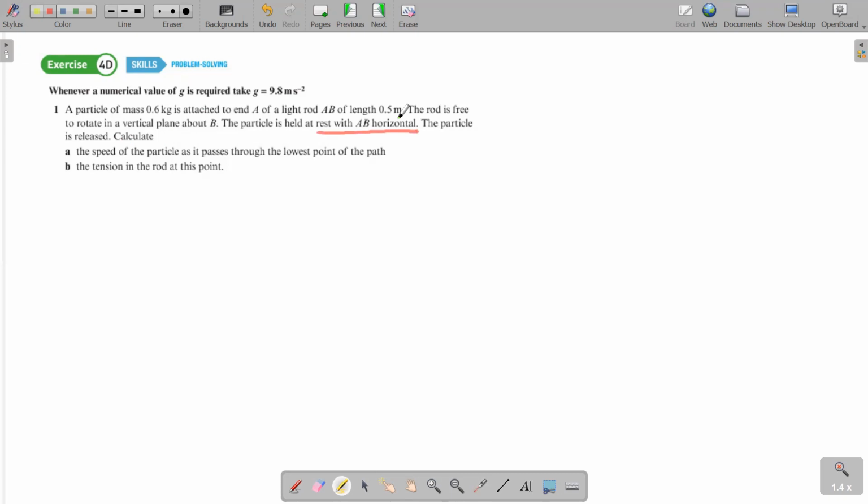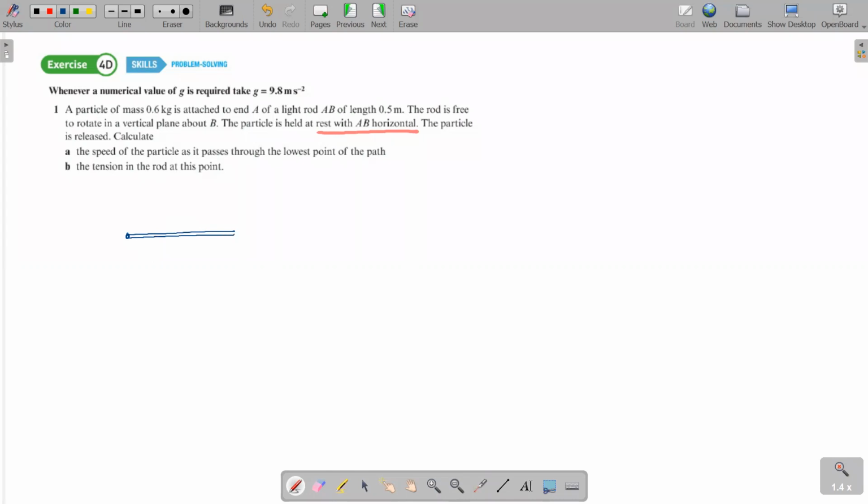You have a rod, the two ends are A and B. At end A, you have a particle of mass 0.6 kilogram attached. End B is pivoted, so it's fixed, because end B is where it's free to rotate. And they say initially the particle is held at rest with AB horizontal. So when you're initially drawing this, you should draw it like this.